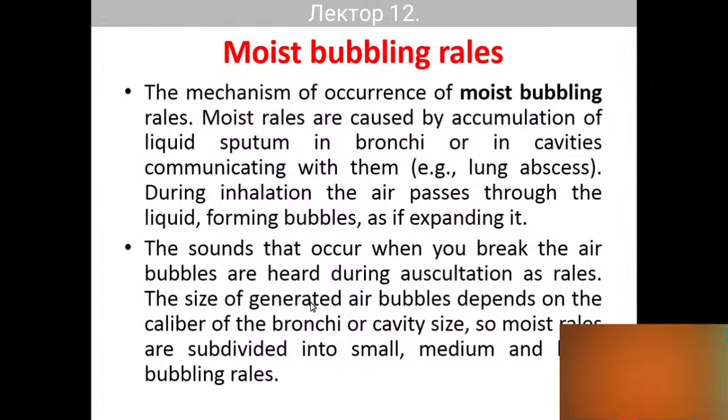Moist or bubbling rales. Mechanism of occurrence of moist bubbling rales: they are caused by accumulation of liquid sputum in bronchi or in cavities communicating with them. For example, lung abscess.